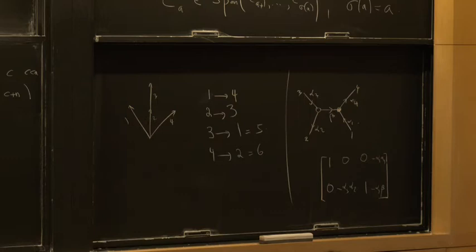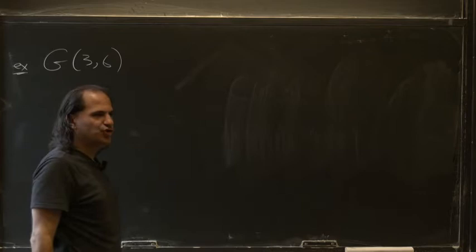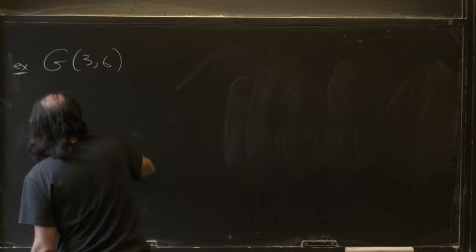So let's do a more interesting example. Let's look at a configuration in G36. First, let's again do the generic configuration. So this would be 6 generic three-dimensional vectors, right?